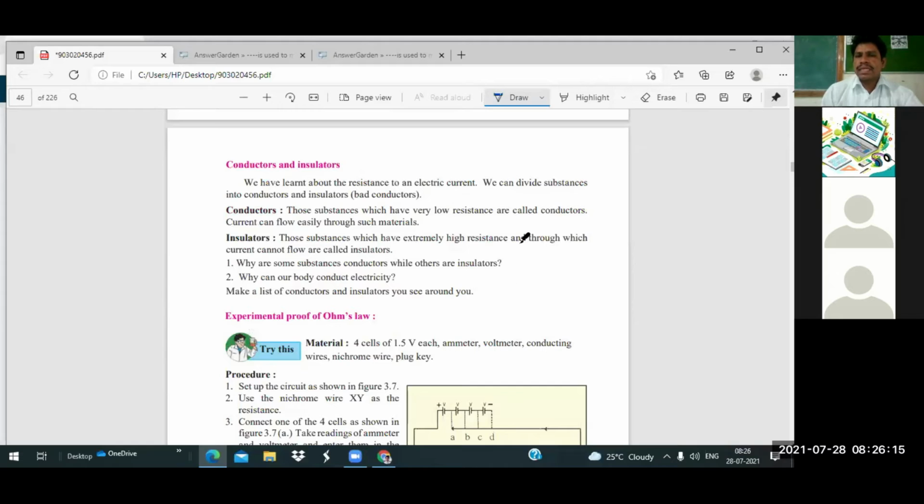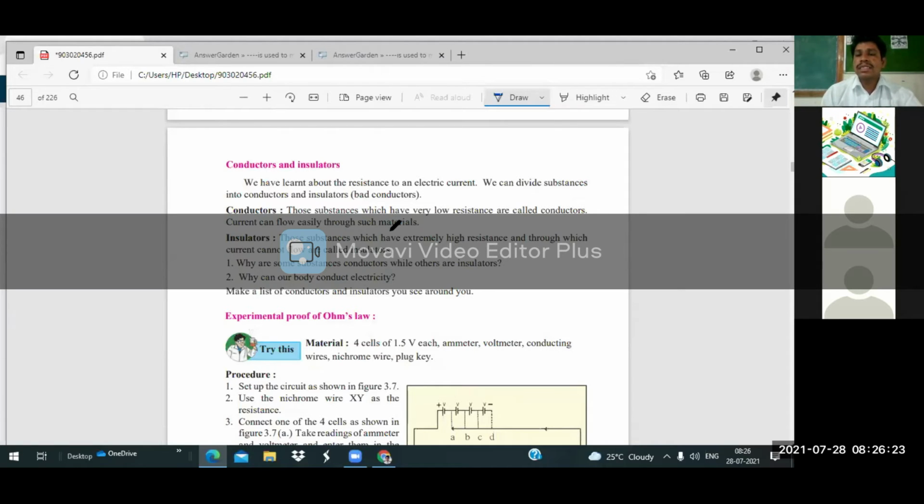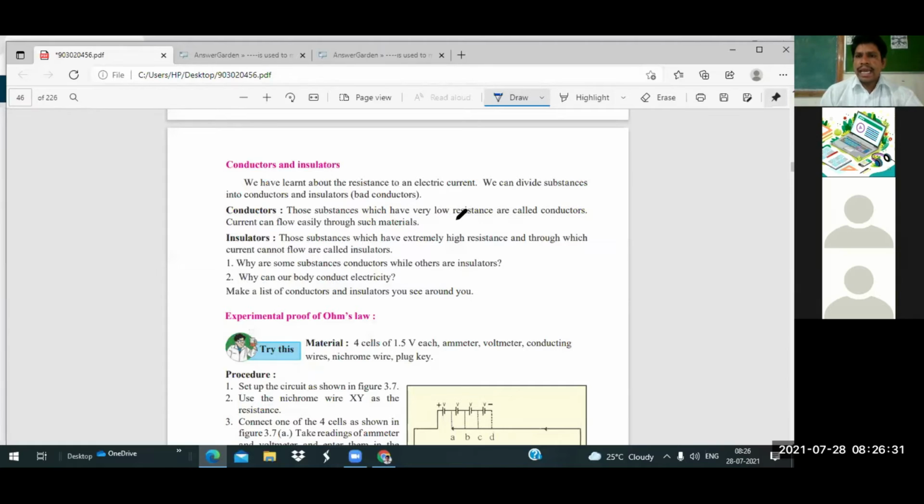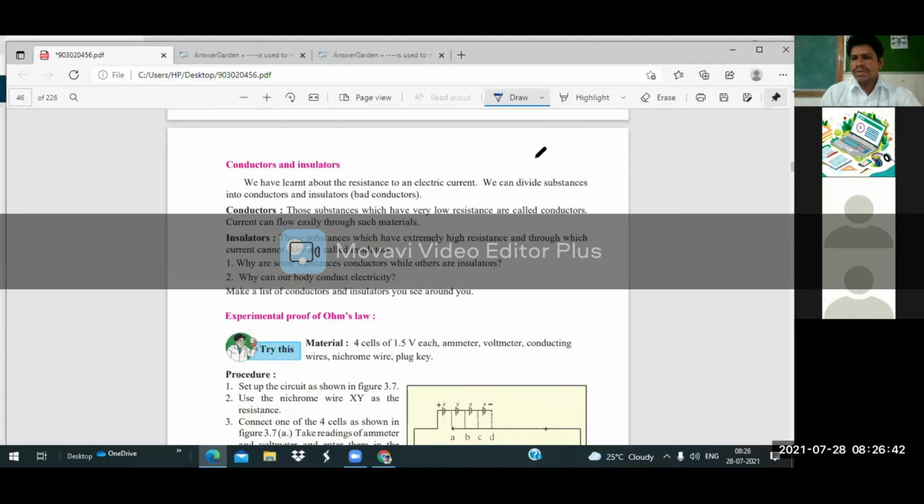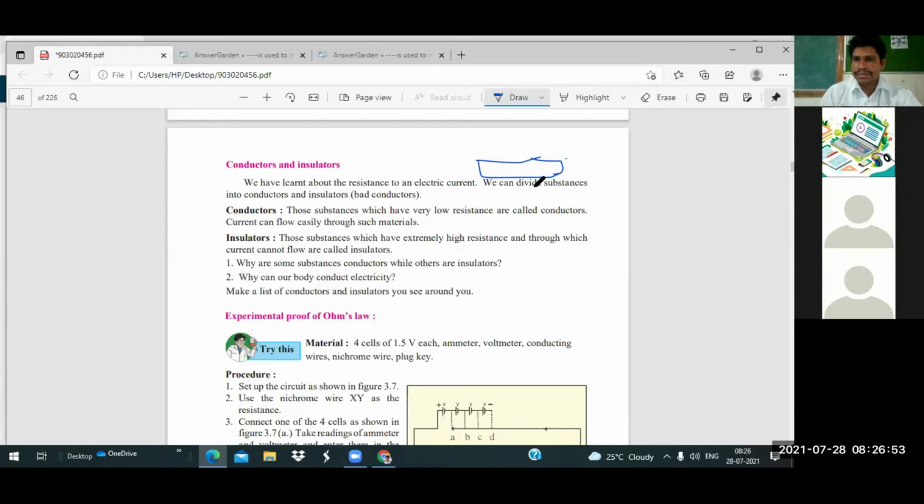Then the third one, which is not mentioned in our syllabus, is the semiconductor. First is the conductor, second is the insulator, and third is the semiconductor. According to the situation, it can change its behavior. It can act as an insulator, meaning it will not pass the current. Suppose we take the example of wood. Any wooden rod: if it is dry, then it will not allow current to pass through it. But when it is wet, then it can pass the current. This is a good example of a semiconductor.